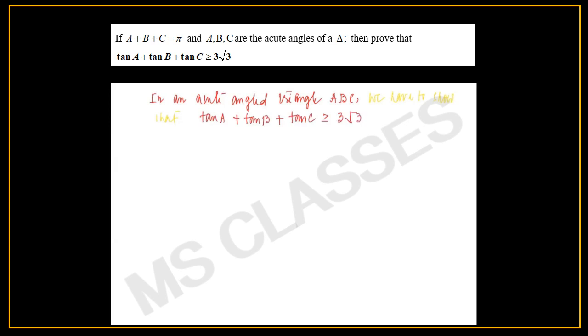Now here we consider that let f(x) equals tan x. Since it's an acute angle triangle, x should belong to the open interval (0, π/2). Now in this interval, f(x) is definitely twice differentiable.